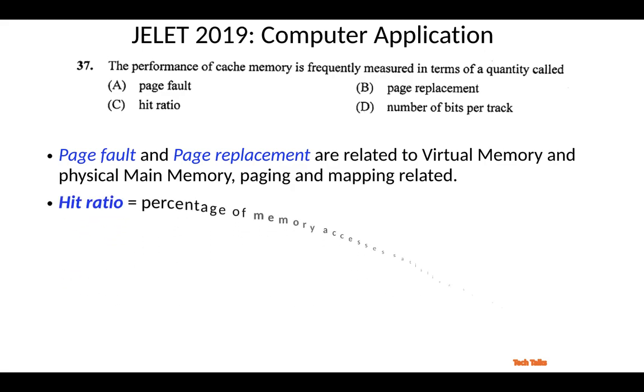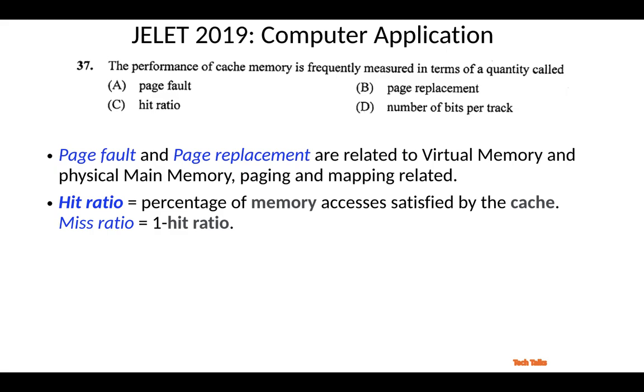Again, hit ratio is the percentage of memory accesses satisfied by the cache. Some information is kept in the cache, and when the processor requires that information, it first looks into the cache. If it gets the data in the cache, this is a hit. If the data is not available in the cache memory, then the processor has to look for it in the main memory, RAM. Then this is a miss.